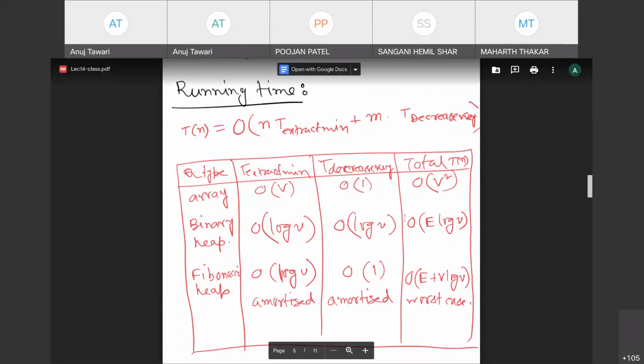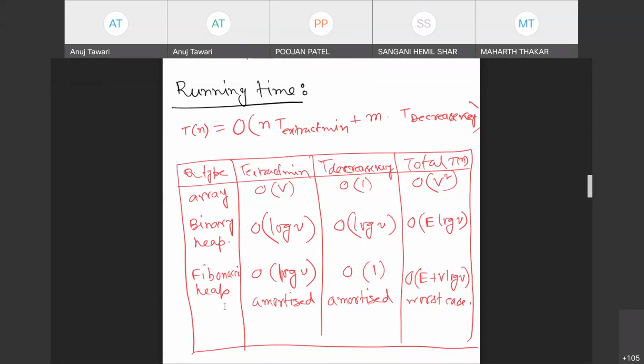And this is in fact the best case for a deterministic running time, but if you allow amortization, we have a better option, which is the Fibonacci heap. It gives extract min in log V time and constant time decrease key, and the total running time is E plus V log V. So slightly better than this particular algorithm, particularly if the number of edges is small.